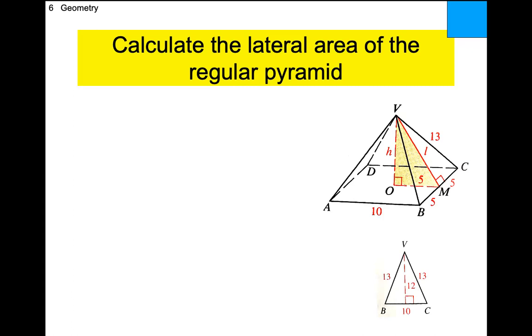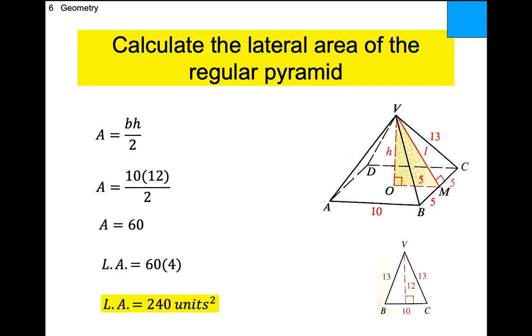Let's see, the base is 10, the height is 12. The formula for the area of a triangle is base times height divided by 2. So 10 times 12 divided by 2, 120 divided by 2 is 60. Easy. Now, wait a second. That's one of the sides of the pyramid. There are 4 of them, so we need to multiply that by 4. So the lateral area would be 240 square units. Now, notice there's not much math here on this page. That's because we've already done all the work of finding what L was, and that did take a whole page of work. So don't assume that these will all be nice and easy, friendly problems like this one. Unfortunately, it's going to require a lot of work.